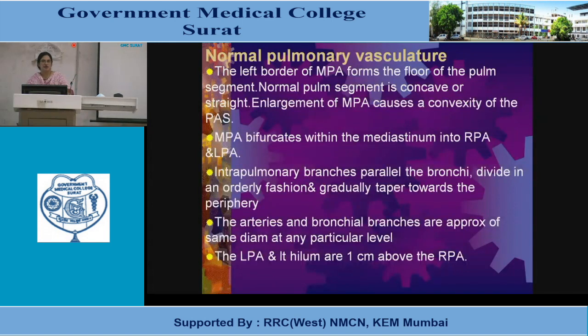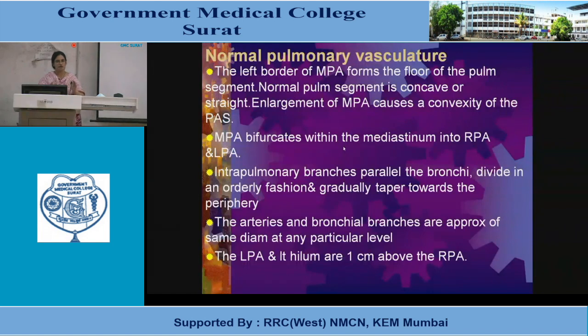The left border of the MPA forms the floor of the pulmonary segment. Normal pulmonary segment is concave or straight. Enlargement of the MPA will cause a convexity of the pulmonary arterial segment. Now the MPA, that is the main pulmonary artery, bifurcates within the mediastinum into the right pulmonary artery and the left pulmonary artery. Intrapulmonary branches parallel the bronchi.